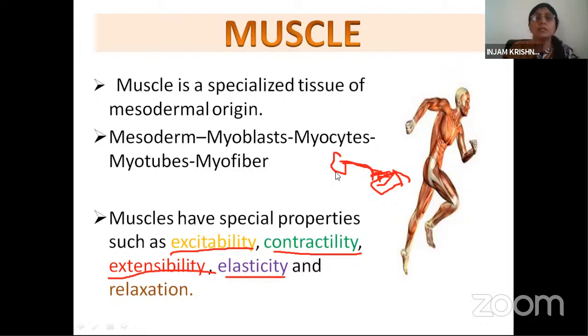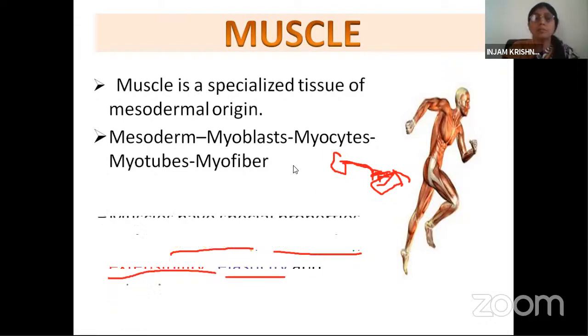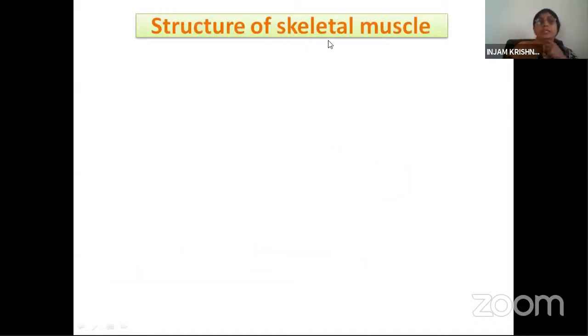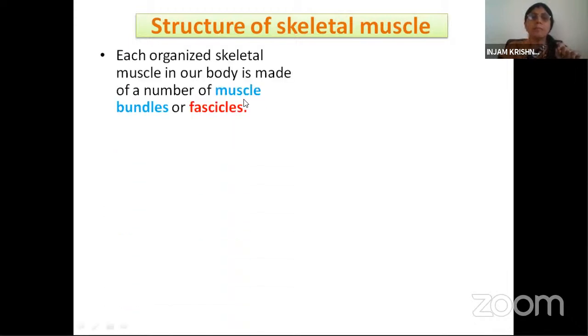So we move further to the structure of skeletal muscle. What is the structure of the skeletal muscle? How is it suitable to its function? We know that all cells or tissues are suitable to their functions.